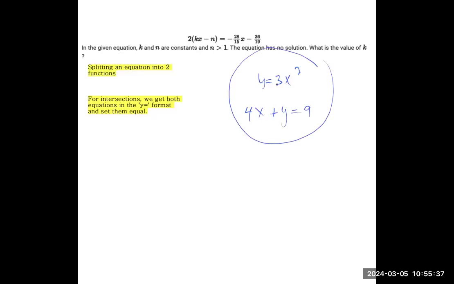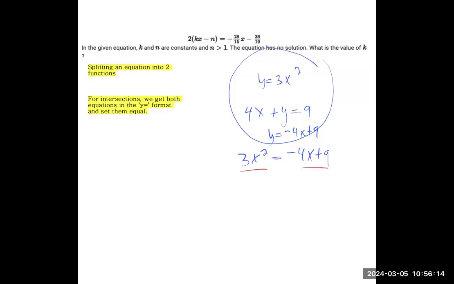If you were given both of these and asked for the solution, first of all, you need to realize that the solution for multiple equations is an intersection. So if we're finding the intersection, we would get them both in the y equals format. So this one needs to be moved around a little bit. And then we need to set them equal. 3x squared equals negative 4x plus 9. And the x value you get when you do that is going to be the x value of where the two functions intersect. So to make two functions intersect, we get them in the y equals format and we set them equal.